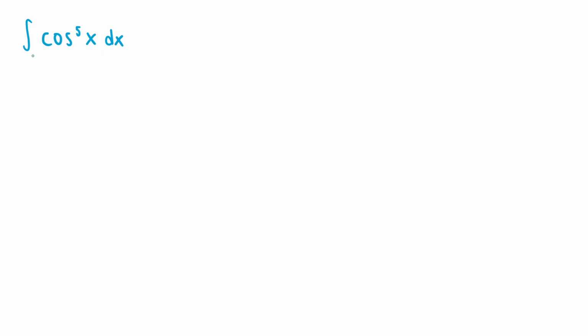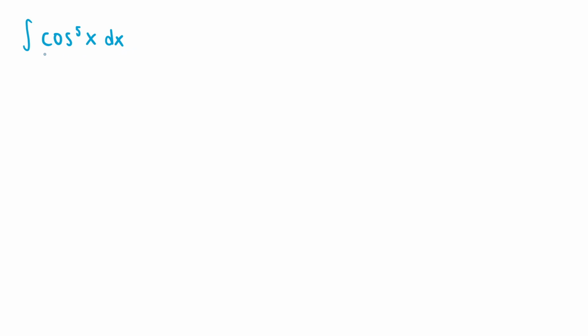So let's do the integral of cosine fifth of x. There's no obvious substitution we could do here, but recall that the derivative of sine of x is cosine of x. So if we could rewrite the integrand as a bunch of sine x terms multiplied by a single factor of cosine x, we could easily substitute u equals sine of x.